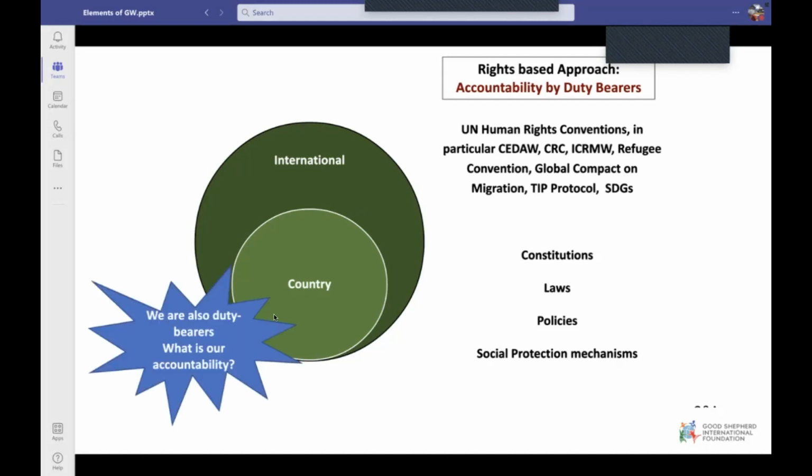And we are also duty bearers, Good Shepherd, especially when we are in positions of power in relation to our program participants. So it is important for us to also know what our accountabilities are to the people who are in our programs. And therefore, we have child safeguarding policies. We have different standard operating procedures that we need to adopt to make sure that our program participants are safe.